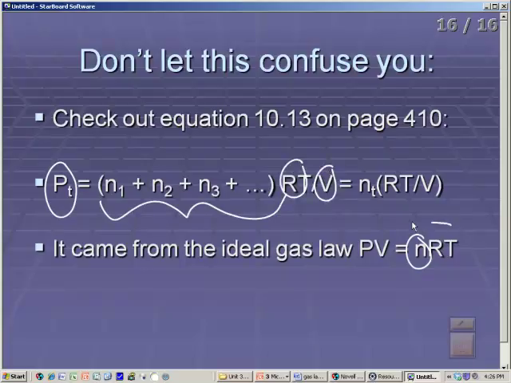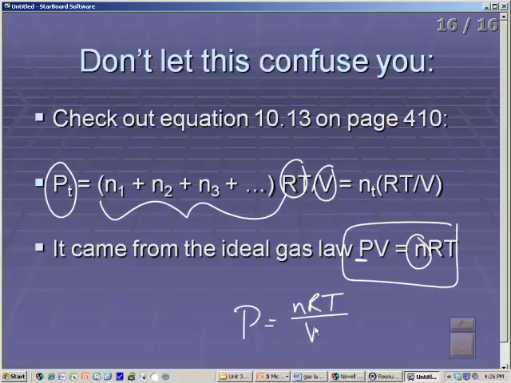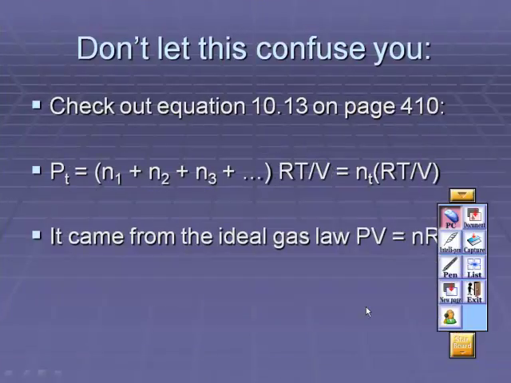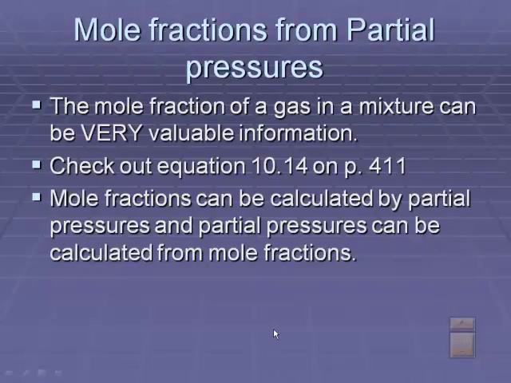So if I rearrange the ideal gas law to solve for just P, this would be P is equal to nRT over V. So don't get confused about this. It's just the ideal gas law, and you're adding up all of the moles to get to the total molar ratio of the system. So that was pretty easy. I just wanted to show you that one.